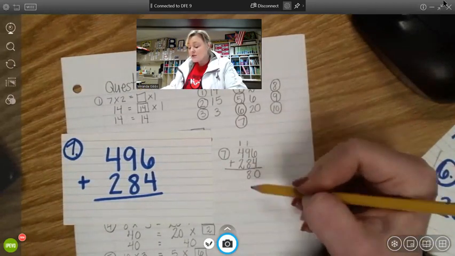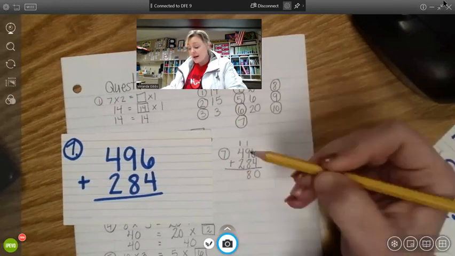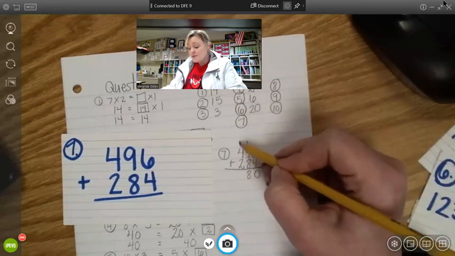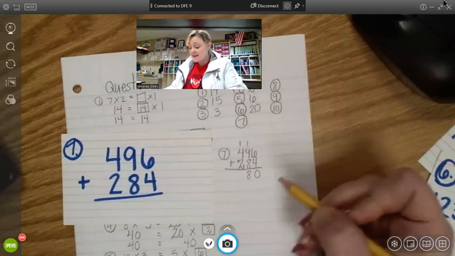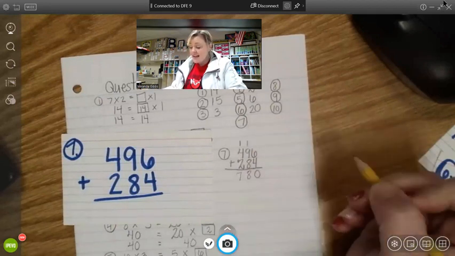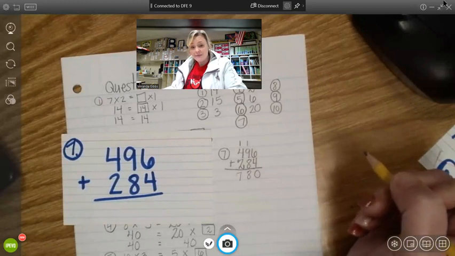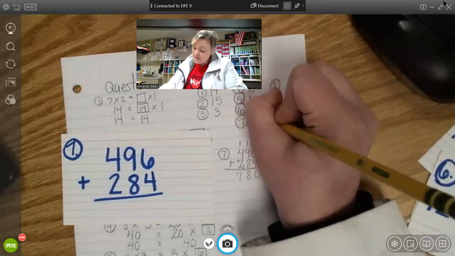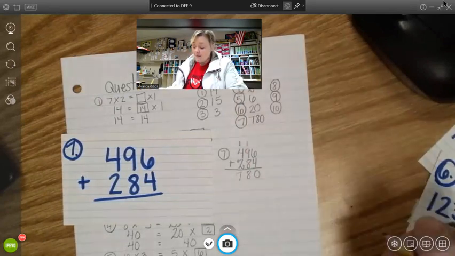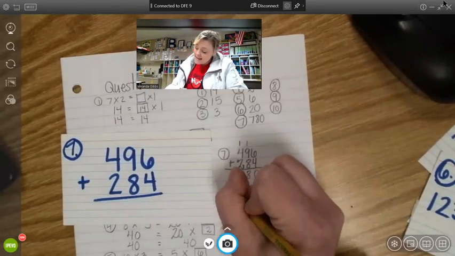100 plus 400 plus 200. So I'm going to start with the 4. 4 plus 1 is 5, 6, 7. So 780 is my answer. So write that down in your section at the top. And move on to number 8.